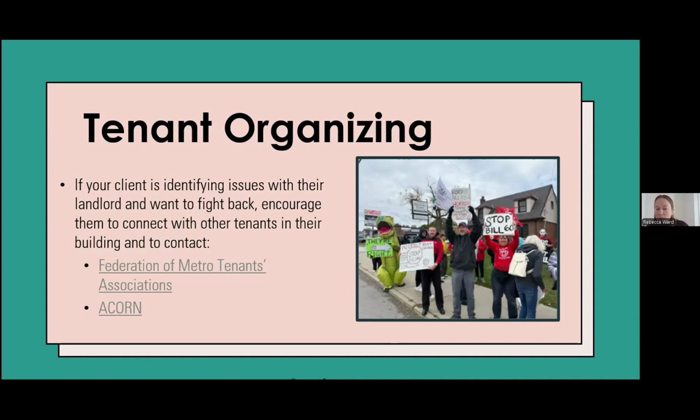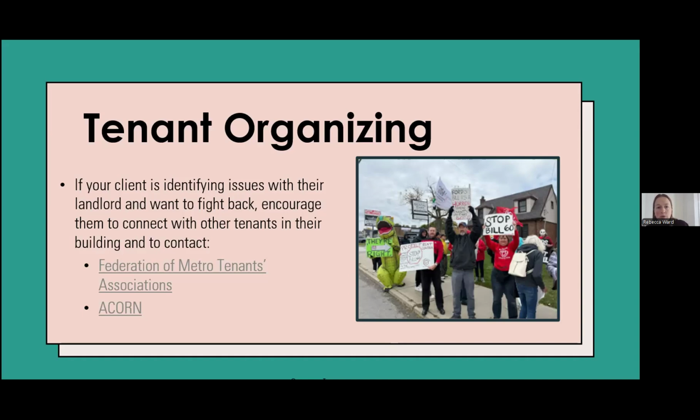And so what I always do is encourage tenants to speak with other tenants in the building that they might know. Maybe they're all really upset about the above guideline increase notice they got, or maybe they're all noticing that there are pest infestation issues going unaddressed for months on end. And they can be very powerful in getting those issues addressed if they join together and work together.